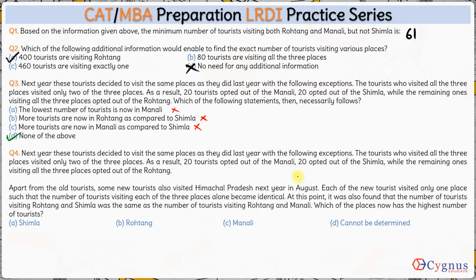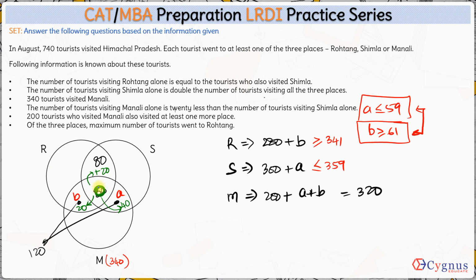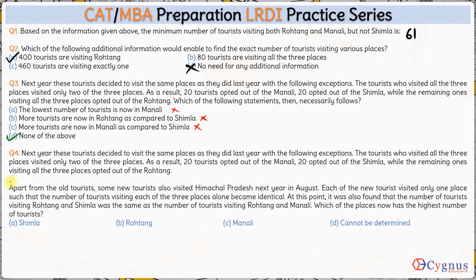Now coming to this final question, fourth question. This part of the question is same as the information given in the third question. So this part we have already figured out, that out of 80 people here, next year 20 would shift in this region, 20 in this region, and 40 in this particular region. Let's look at the next part.